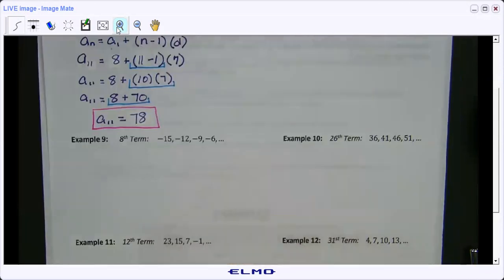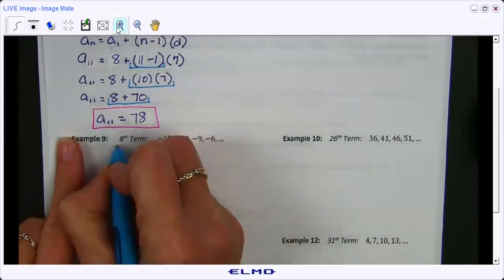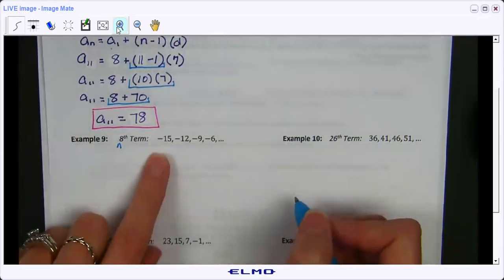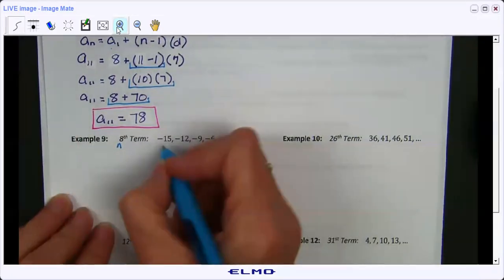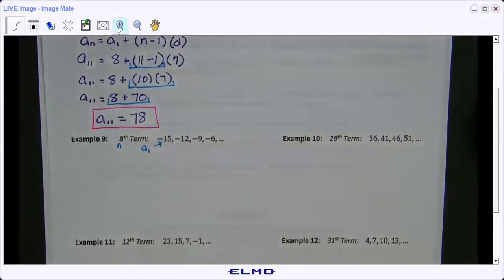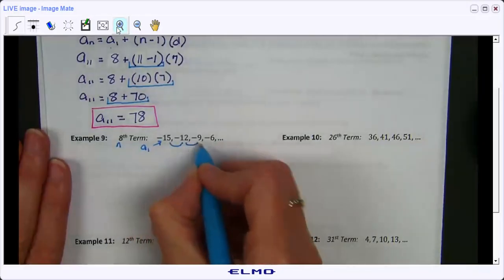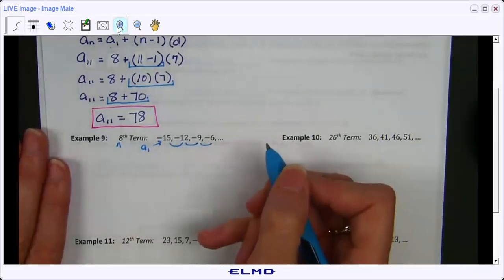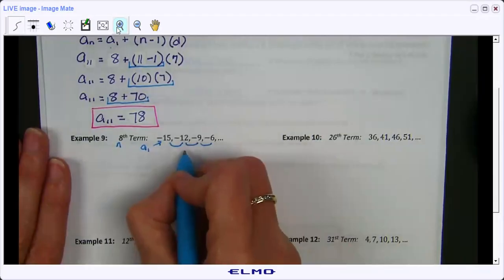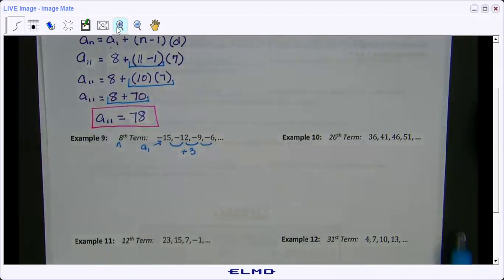So let's see if I can do this one a little bit better. Okay, so the 8, we're looking for the 8th term, so that represents n. -15 is our first term, so that is our a subscript 1. And then our common difference is, anybody? +3. Yep.